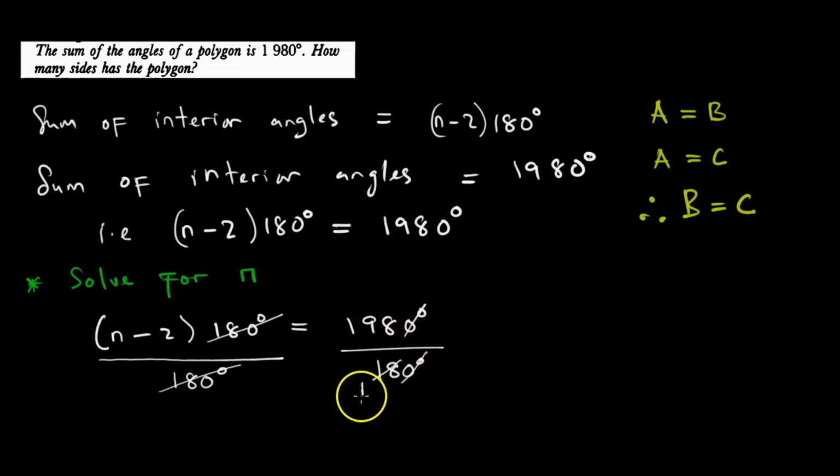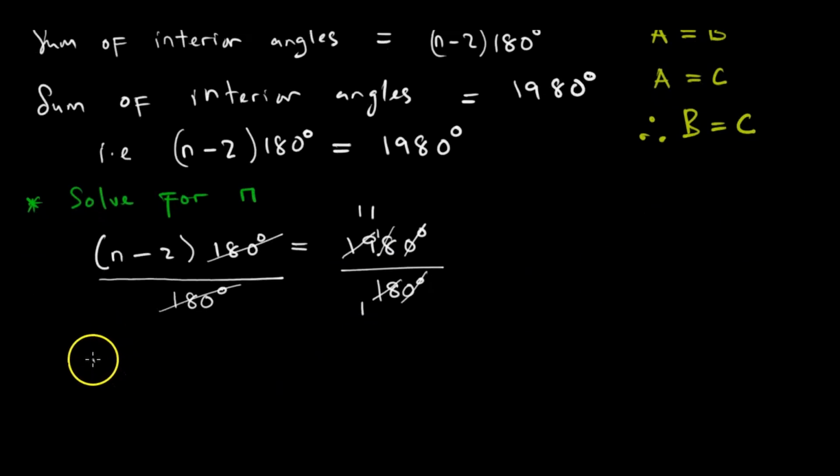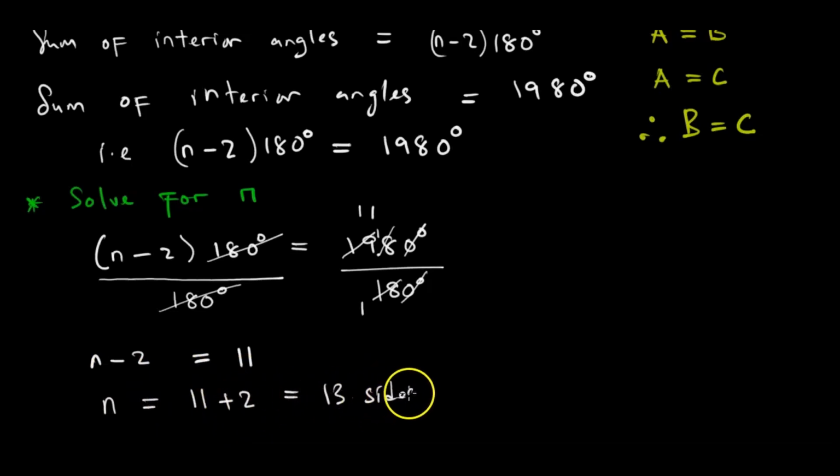We say 18 into 18 is 1. 18 into 19 is 1 with a remainder of 1. And 18 into 18 is 1. What it means is that n minus 2 is equal to, on this side, 11. Then to find n, n is just equal to 11 plus 2, which is equal to 13 sides. So if you want to find a shape with 13 sides, its interior angles will sum up to 1980. That's what you are going to get, I bet.